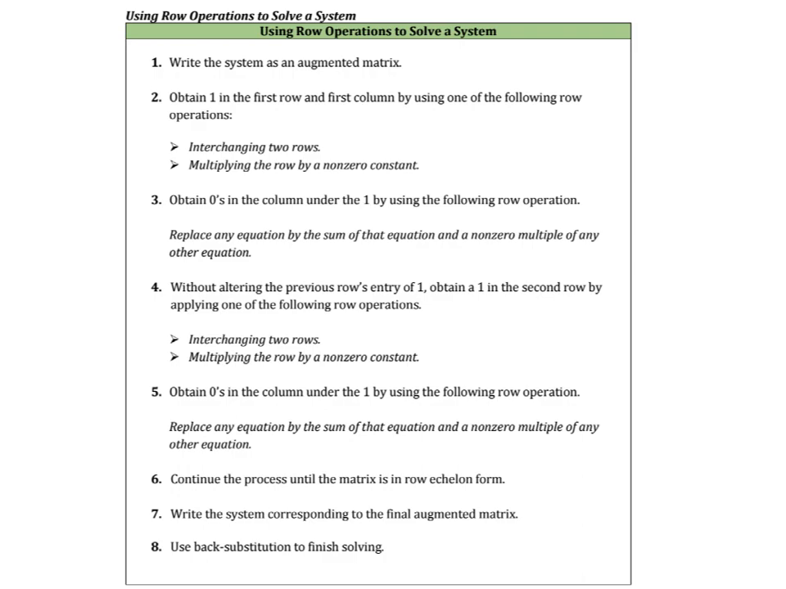So after we get our 1 in the column and the zeros in the column below that 1, then we move to the next column and we get 1 and then zeros underneath it. And then we keep going down until it's in row echelon form. So let's take a look at an example.